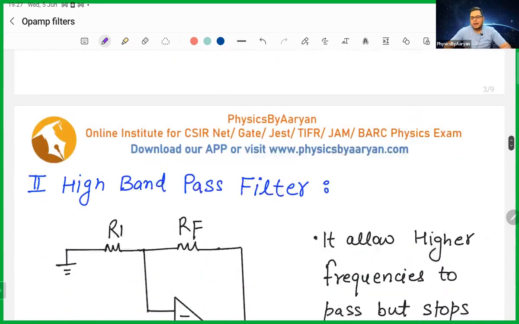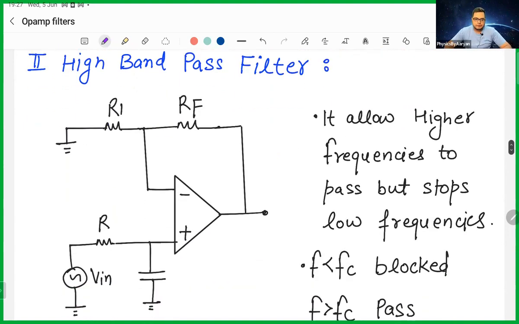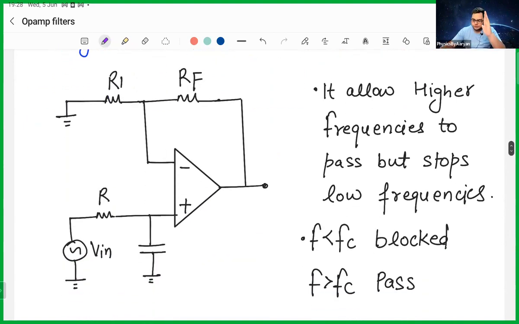Similarly, we have a high pass filter. What is a high pass filter? So I have a cutoff frequency. A high pass filter says that whatever is more than that, let it pass, and whatever is less than that, don't let it pass.